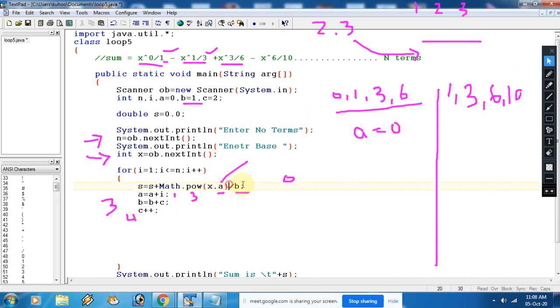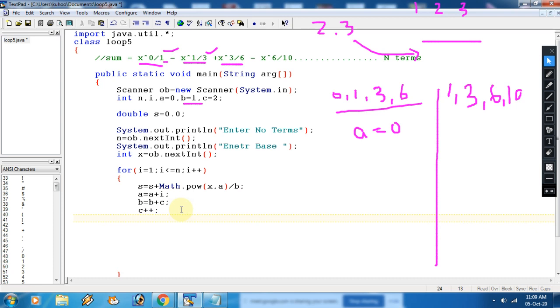Now B equals 1. So what we can do? Let me write the whole program, then you will understand. Okay, so by that time what will you do? Now see the plus minus.